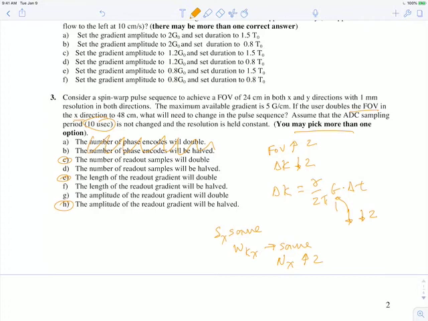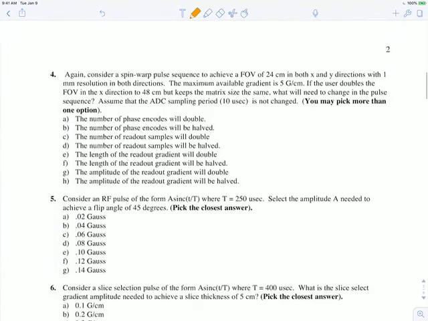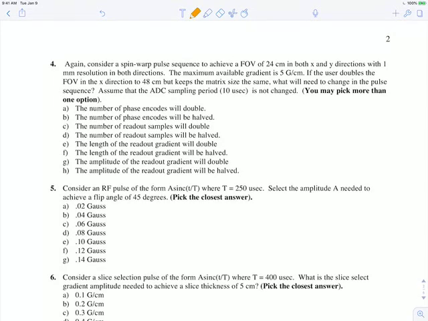Yeah, that's probably not great nomenclature. It's basically the duration in time. Okay, any questions? All right, one more of these questions.